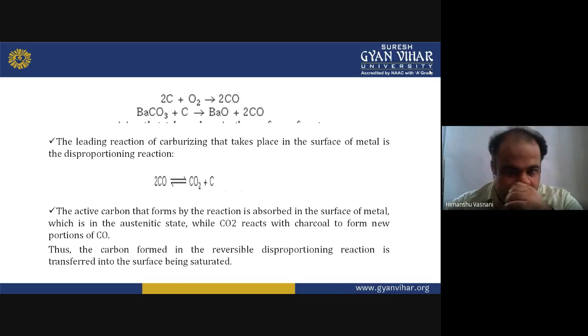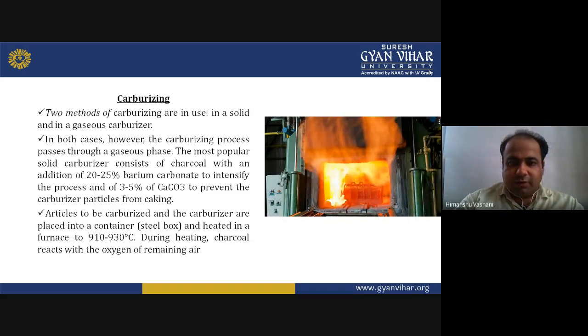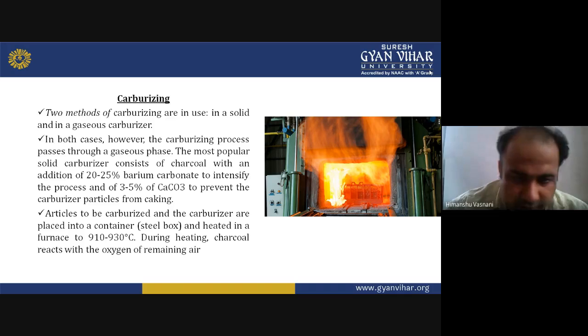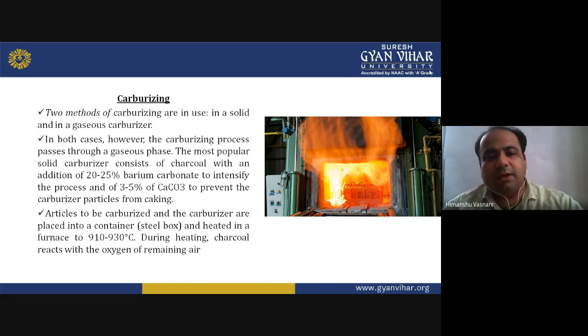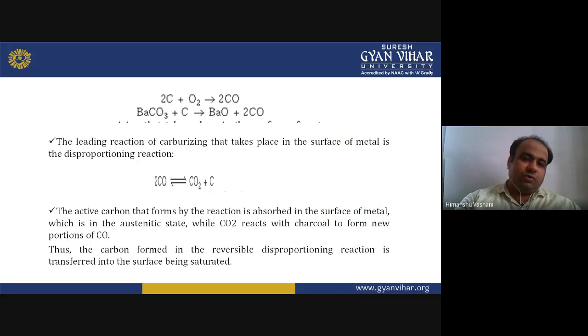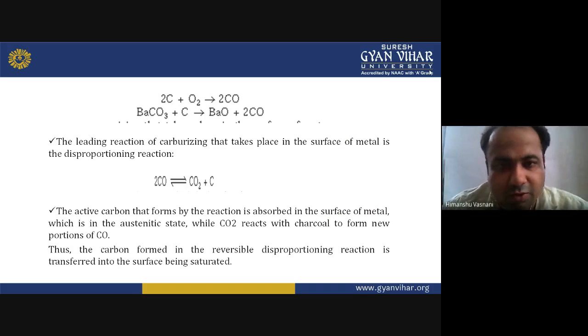Let's get to the process first. The articles that we are carburizing are first placed in a container. The container should be of steel if possible. Then the container is heated in the furnace at a temperature of 910 to 950 degrees centigrade. During this heating, the charcoal that we are using reacts with the oxygen of the remaining air: 2C + O2 gives 2CO, or BaCO3 + C gives BaO + 2CO.